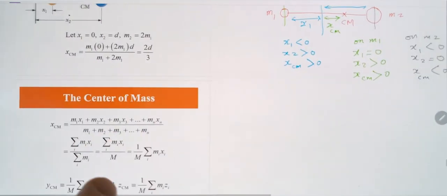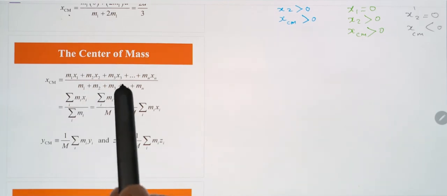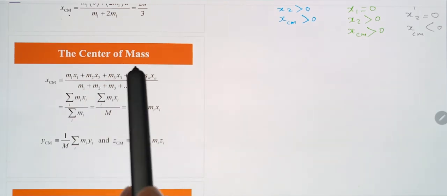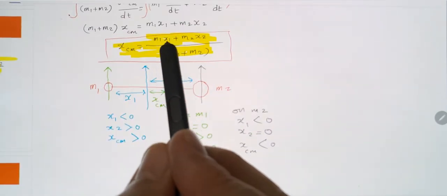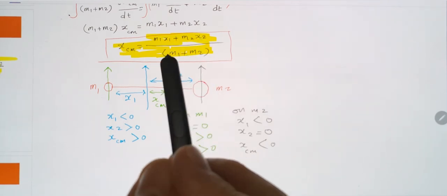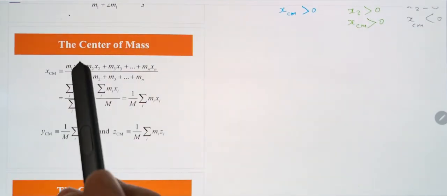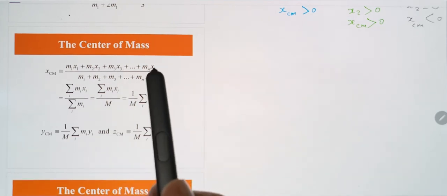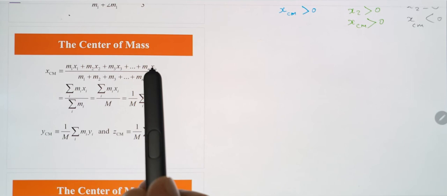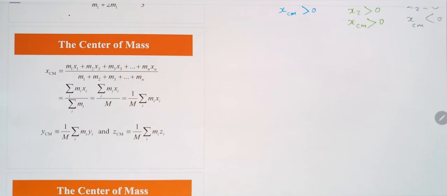طيب. So here it's just a generalization of this result. Here for two objects, M1 x1 plus M2 x2 over the total mass. If we have more than one object, M1 x1, M2 x2, M3, whatever, up to n objects, we just generalize our equation over the total mass.